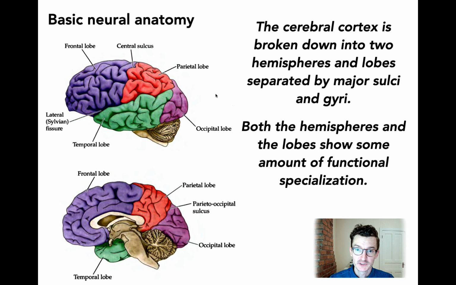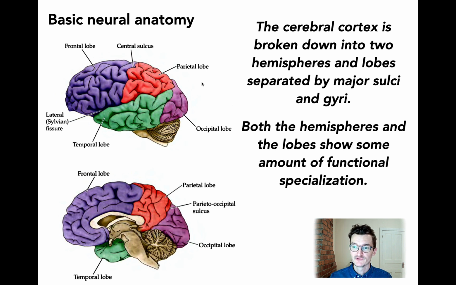Now all these bumps and ridges are called sulci and gyri. So sulci in particular means divot or valley. Gyri means sort of peak or bump. And there are 2 that are really important. The central sulcus divides the frontal lobe from the parietal lobe. And the lateral fissure here divides the parietal lobe and frontal lobe from the temporal lobe.